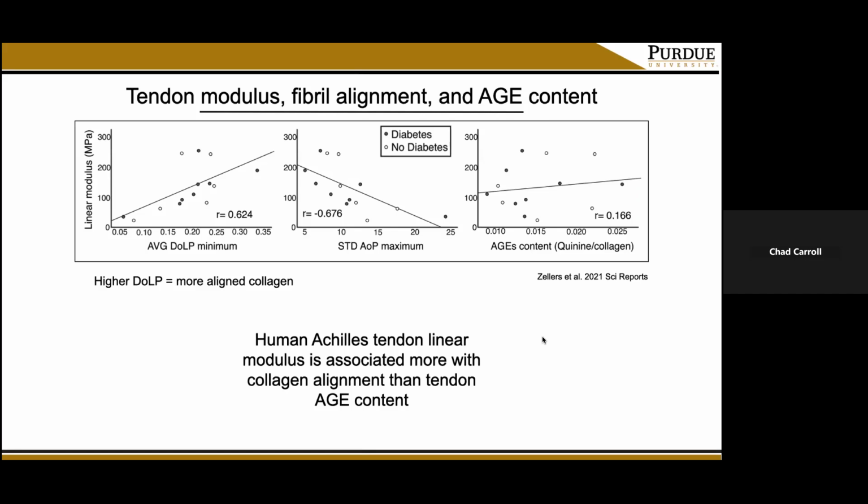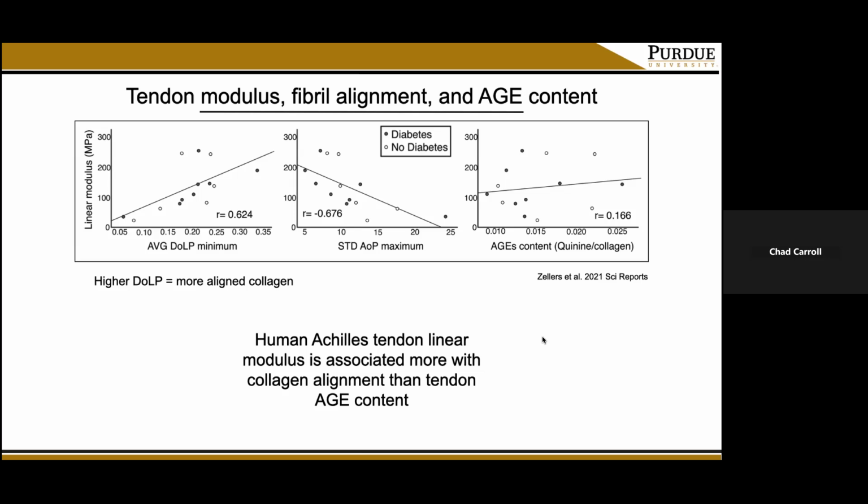And another group out of WashU, Jen Zellers, they followed up on some of this work, and they actually got Achilles tendon samples from patients, did some measurements to assess how aligned the collagen was, which is these two measurements here. And they also measured the AGE content in the tissues. And then they correlated that with tendon stiffness or modulus to see, okay, if we have more AGEs, is the tendon going to be stiffer? Is basically the question they asked.